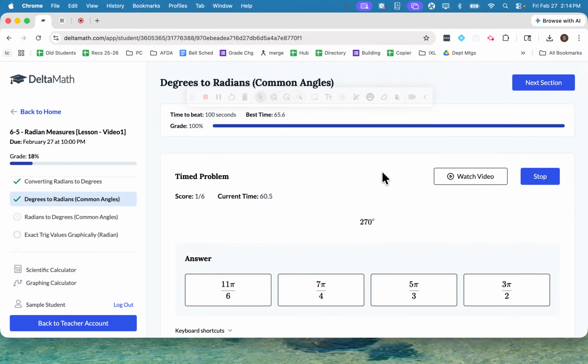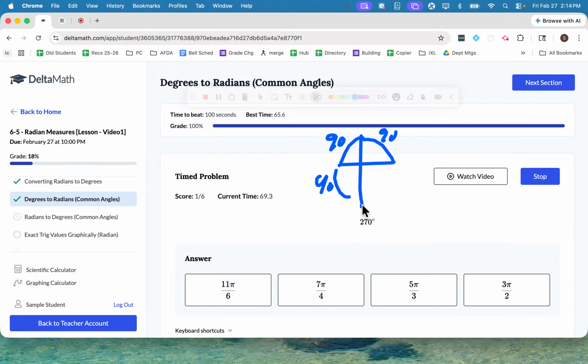$2.70, well, that's 3 half slices, right? 90, another 90, another 90, 270. So half slices, looking for a denominator of 2, there it is, and there are 3 of them to get to 270.